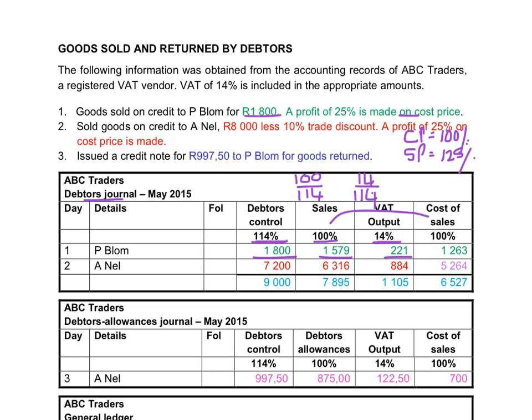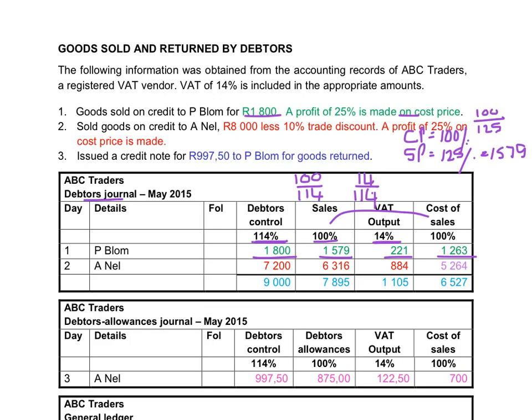The sales price is given as 1,579. If we want to calculate the cost price, the one that we want, 100, divided by the one that we know, 125, times 1,579, and that will give me 1,263.